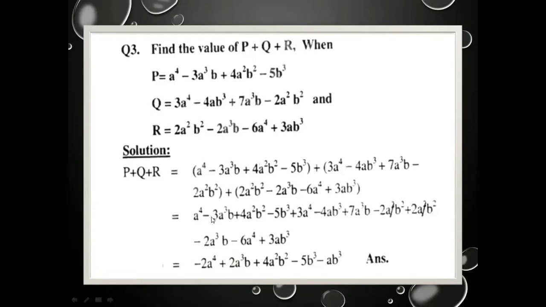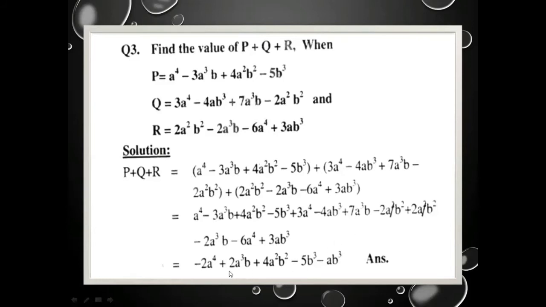The second is minus 3a cube b. A cube b is given. Where is a cube b? Yes, plus 7a cube b. And one more a cube b is minus 2a cube b. So we will solve these two. Minus minus will be plus. 3 and 2, the answer is minus 5a cube b. Minus 5 will be subtracted from 7a cube b.